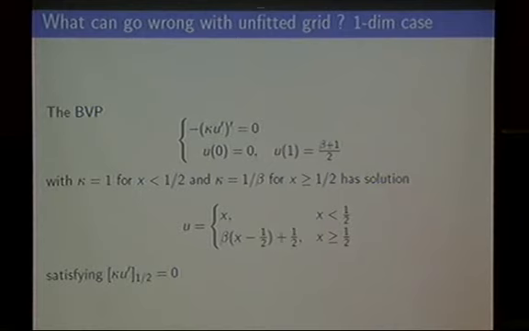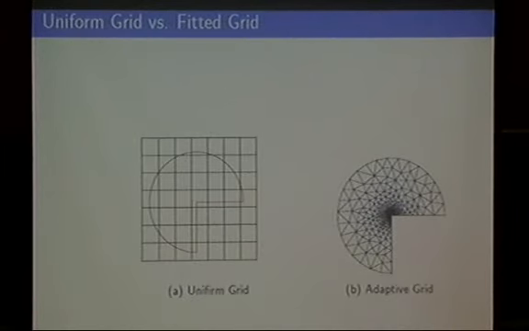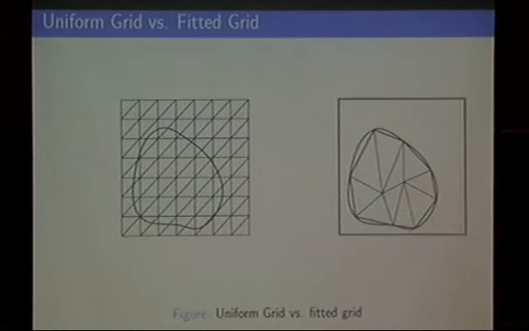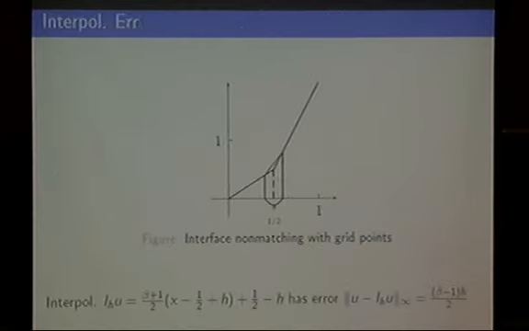So, what about an unfitted grid? For example, this is unfitted. But in the one-dimensional case, what does unfitted mean? This is H, one grid size. Assume in the middle of the grid there is an interface. Okay, this is the interface.